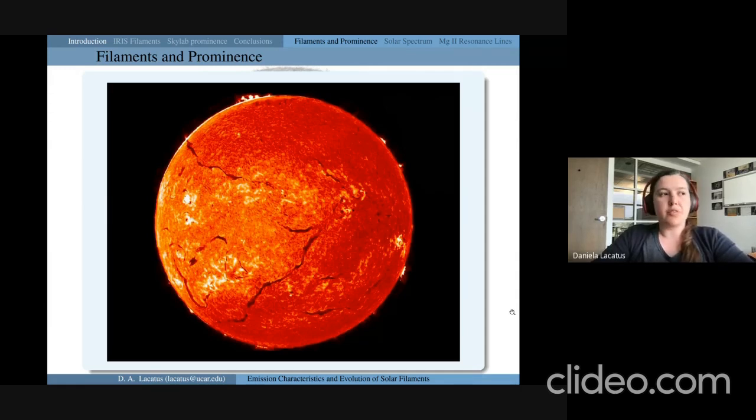Filaments are very dense structures of chromospheric material that are suspended at coronal heights by the magnetic field. They're generally formed along polarity inversion lines, where the filament structure forms, and the sheared field can support the material of the prominence or filament. When seen on disk, it's seen as a dark filamentary structure, but when seen at the limb, against the black background of space, the filaments are called prominences and are seen in emission.